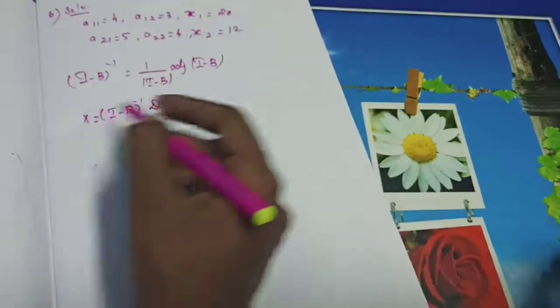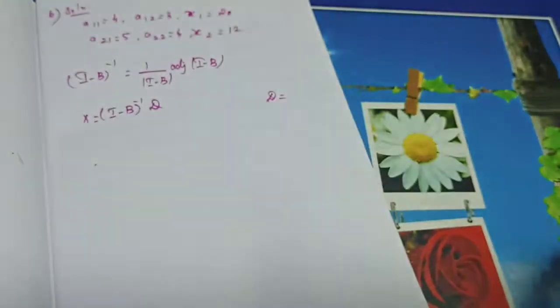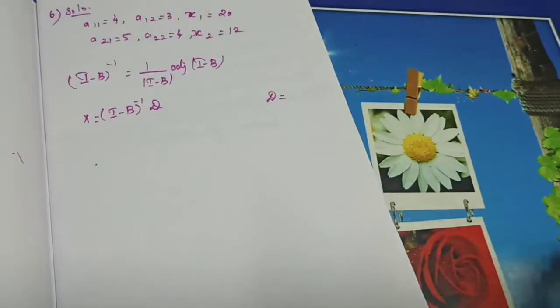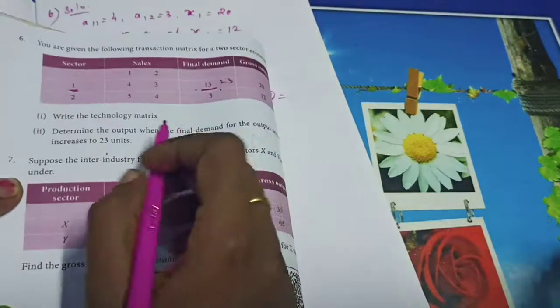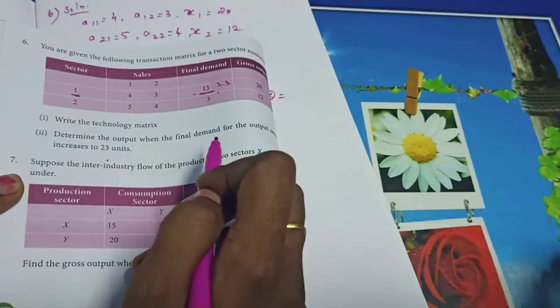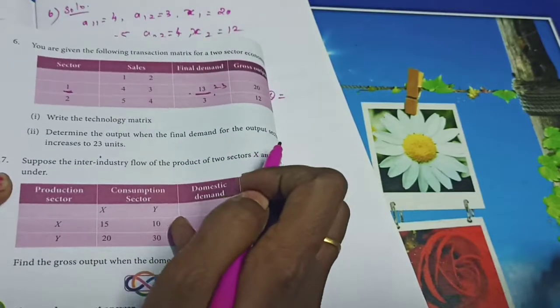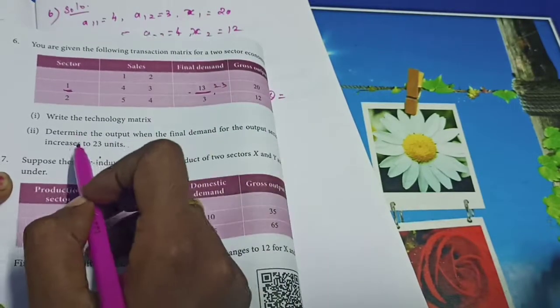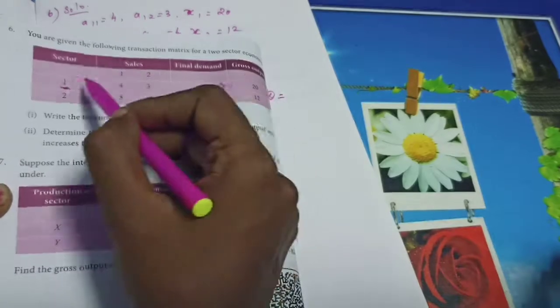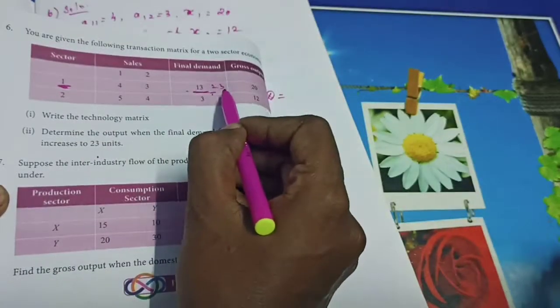So when you are substituting the D value, you will get confused. Why are you substituting this D as 23 and 3? Here only 1, 3 is given, no. Like that you will get some confusion. Because of that I explained here in this question what they gave. Determine the output while the final demand for the output sector 1 increases by 23. So sector 1 increases as 23.